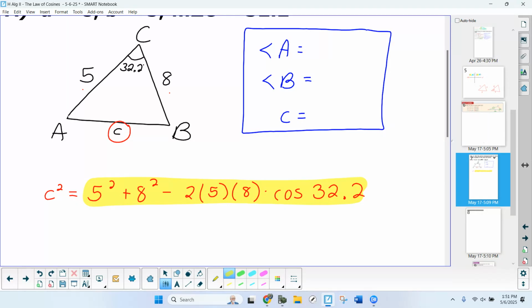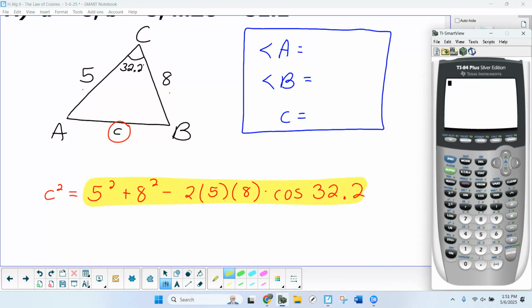Good question. All right, if you look at the right-hand side, do you have any variables? Do you guys have any letters of any kind? No. If you don't have any variables on the right-hand side, your calculator is an amazing thing. And it recognizes your order of operations. So you can just type in 5 squared plus 8 squared minus 2 times 5 times 8 times the cosine of 32.2. It does everything the way it's supposed to. Just type it in as one big line. And when you do, what do you guys get for C squared?